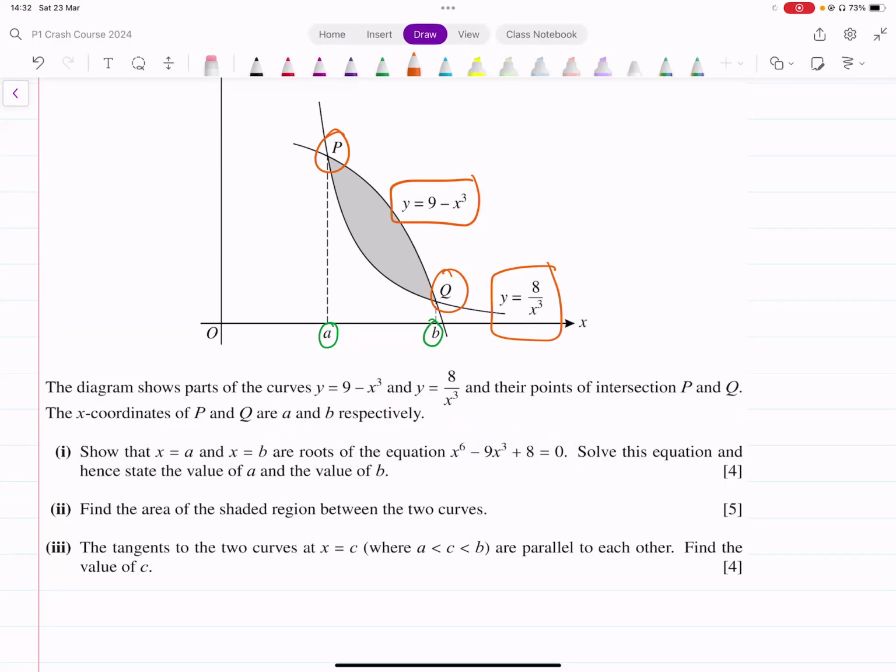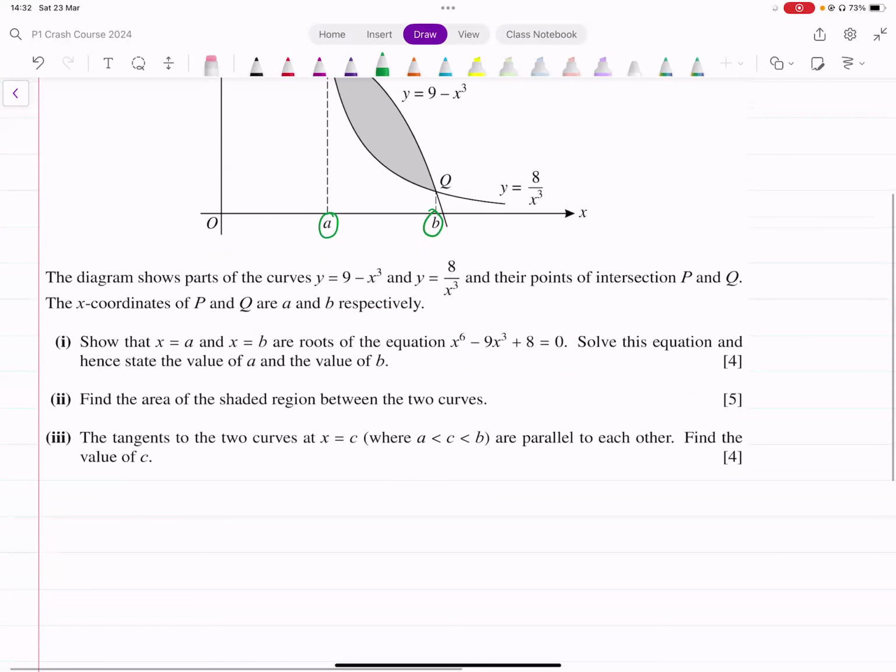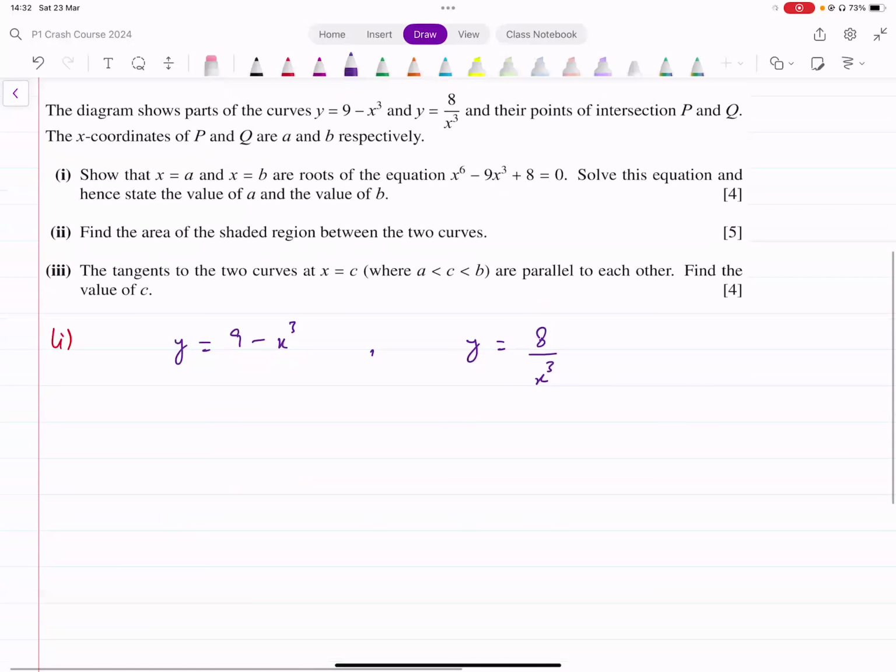How do you find points of intersection? In order to find points of intersection of any two functions, we solve them simultaneously. That's what we can do. Let's start the process of solving them simultaneously. We have one equation, which is y equals 9 minus x cubed. And the other equation is y equals 8 over x cubed. These are the two equations that we have. What we can do is start solving them simultaneously.